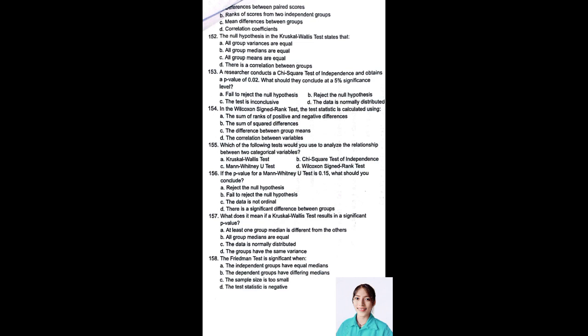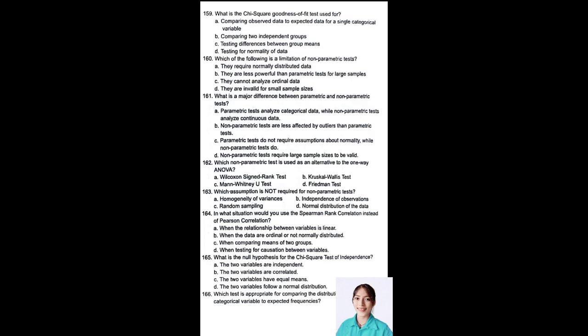Then we have 157. What does it mean if a Kruskal-Wallis test results in a significant p-value? So it means that at least one group median is different from the others. So that's in option A. Then we have 158, the Friedman test is significant when the dependent groups have differing medians. So that's in option B. So 159 is, what is the chi-square goodness of fit test used for? So the chi-square goodness of fit test is used to compare observed data to expected data for a single categorical variable. So that's in option A.